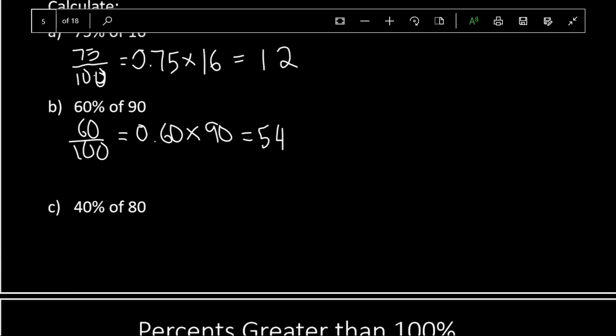For C, 40% of 80. So we're going to put that into a fraction. So 40 over 100, right? Because percents are always out of 100. If you were to put that in your calculator, you'd get 0.40. Multiply that by the number given to you in the question, 80. So in your calculator, 0.4 times 80 gives you 32.